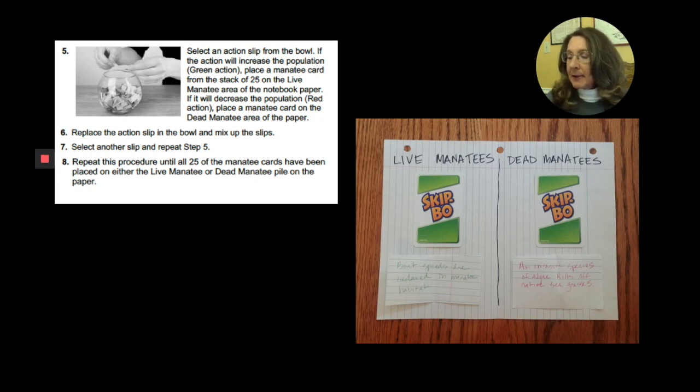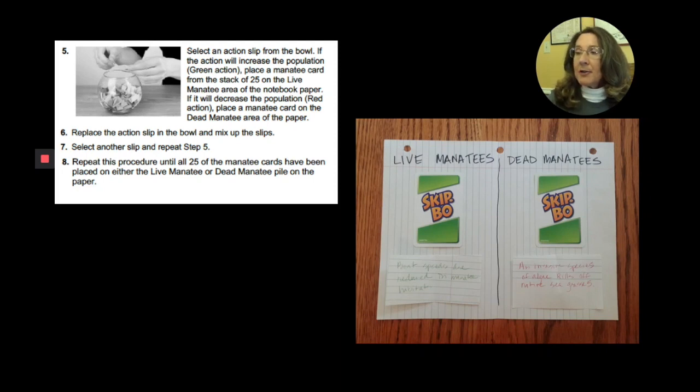Begin by selecting an action slip randomly from the bowl, like you see in the picture. That means don't look at what you are selecting. If the writing on your slip is green, take a card from the stack of 25 and place it on the live manatee side of the notebook paper. If the writing on the slip is red, place the card on the dead manatee side of the notebook paper. I have given you an example of both of these actions in the picture that is on the right-hand side of this slide.